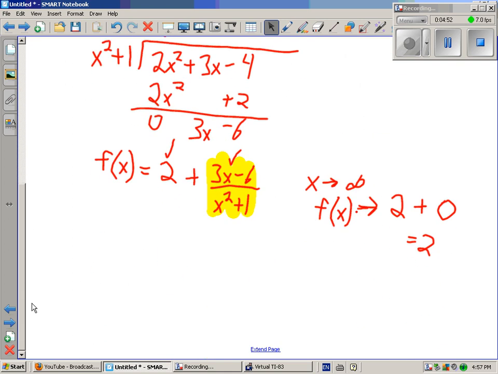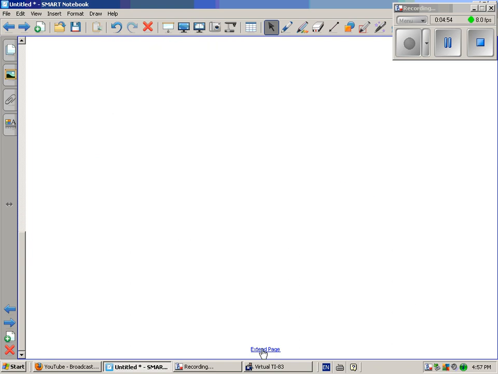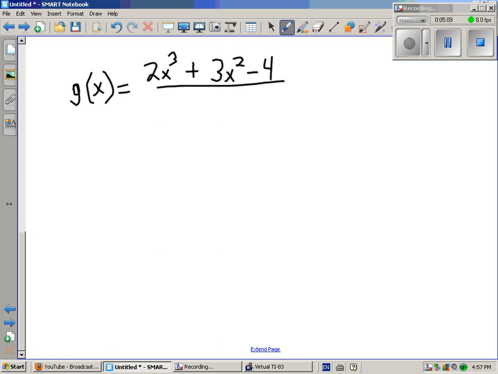So what I'm going to do is I'm going to tweak this a little bit. I'm going to rewrite it. I'm going to change it very slightly. I'm going to make the top, instead of 2x squared, I'm going to make it 2x cubed. And then the 3x, I'm going to make 3x squared. Otherwise, I'm leaving everything else the same. Minus 4 over x squared plus 1. The denominator's still the same. We still don't have a vertical asymptote.